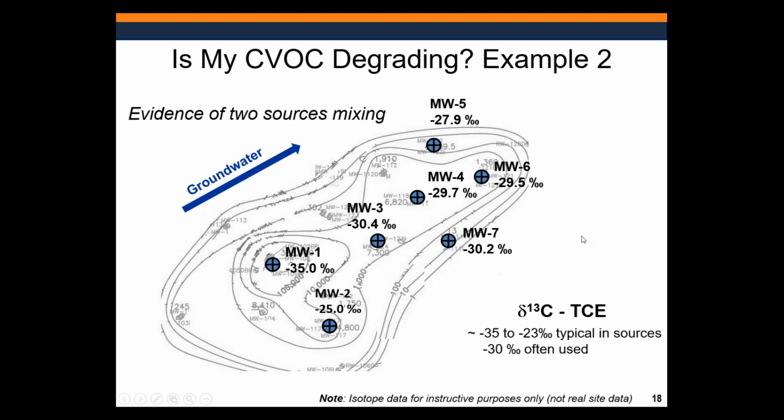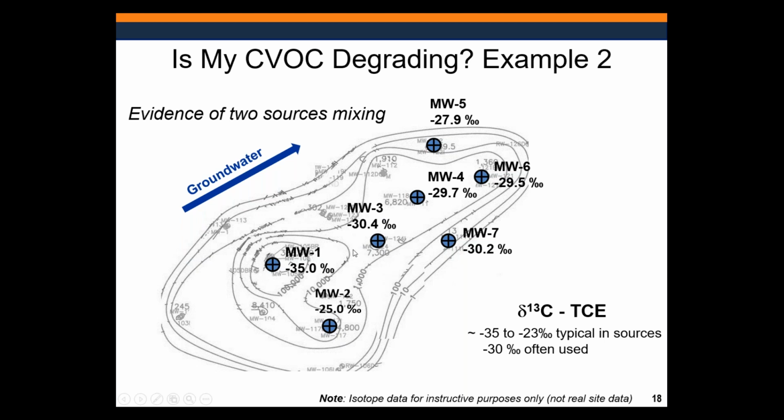Now, if we look at the same plume with a different data set and make the same assumptions, this is basically what a data set might look like if you were just seeing dilution. So we have these two source areas, maybe NAPL areas. And what we're seeing here is mixing, and you can just do a simple arithmetic calculation based upon concentration and isotope ratio and show that this is basically a 50-50 mixture.